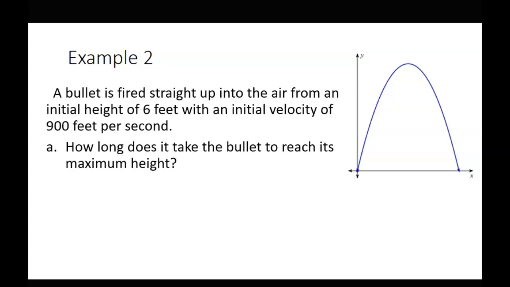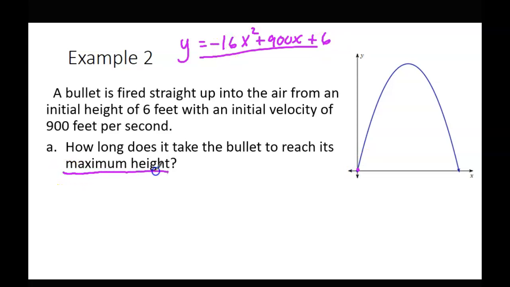So I'm going to go back to my story now. In my story, a bullet was fired into the air, and we had this formula, right? It was y equals negative 16x squared plus 900x, and what was it? 6. Okay. How long does it take the bullet to reach its maximum height? Well, I've got a picture over here to help us. This is what this parabola would look like if I were to graph it. It has a y-intercept of 6. It's a sad face.